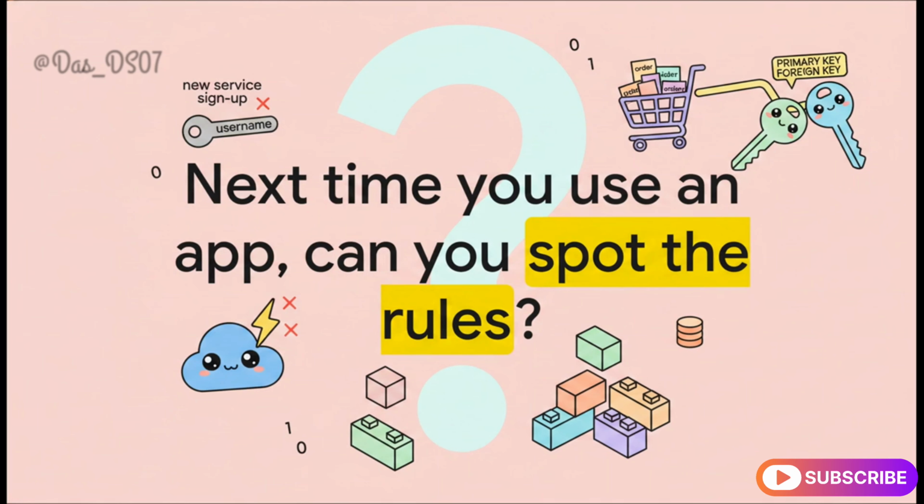So here's a little challenge for you. The next time you're using an app, try to see these building blocks in action. When you sign up and it says, "Sorry, that username is already taken," that's a unique constraint at work. When your shopping cart remembers everything perfectly, that's the power of primary and foreign keys. These blocks are absolutely everywhere, silently making our digital lives work. What other examples can you spot?